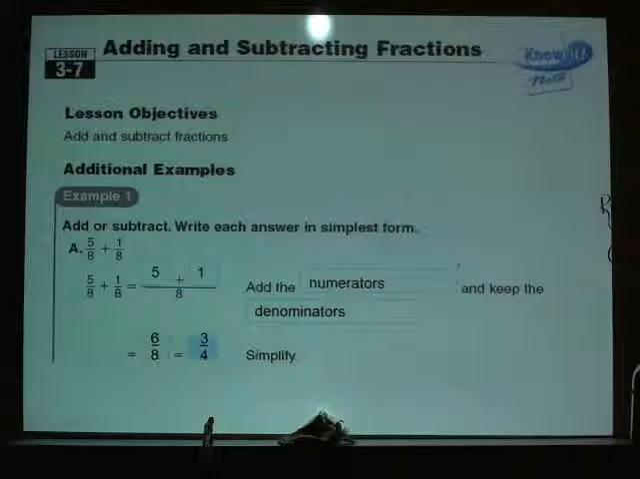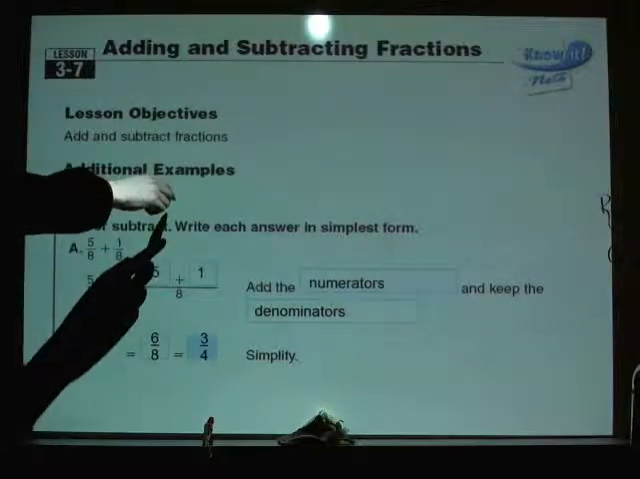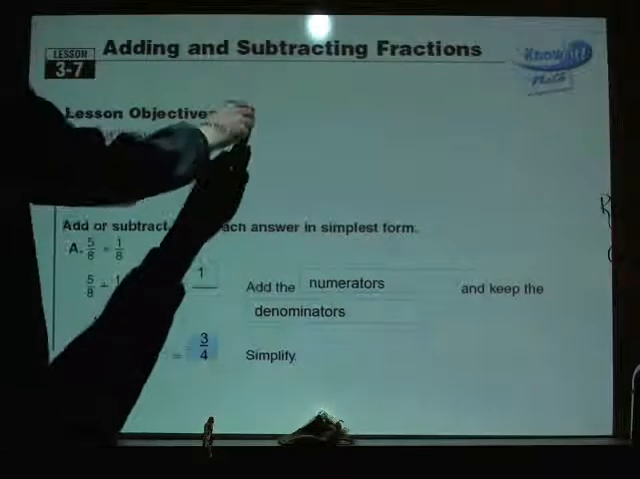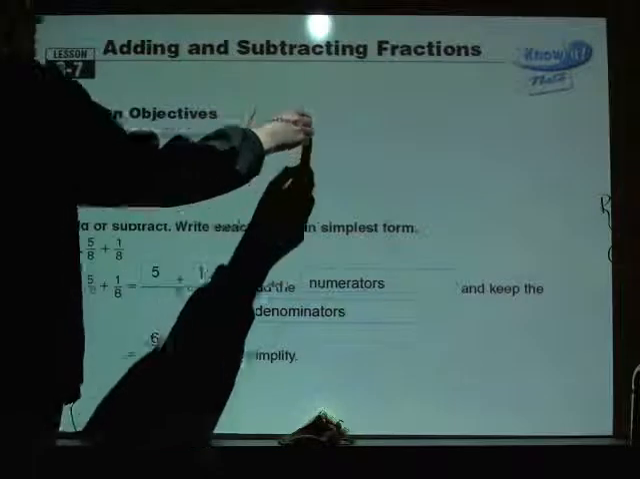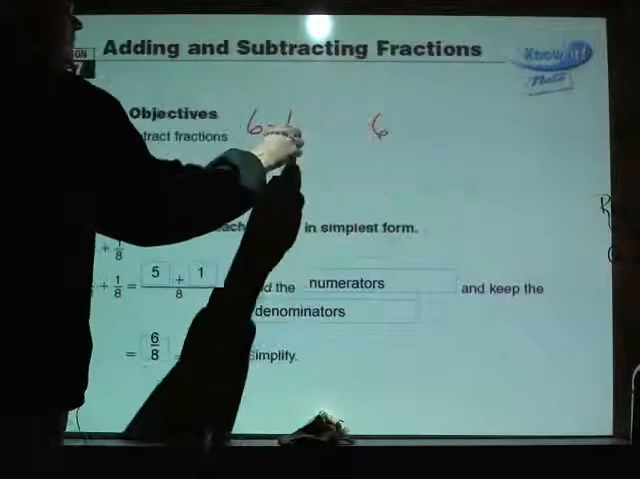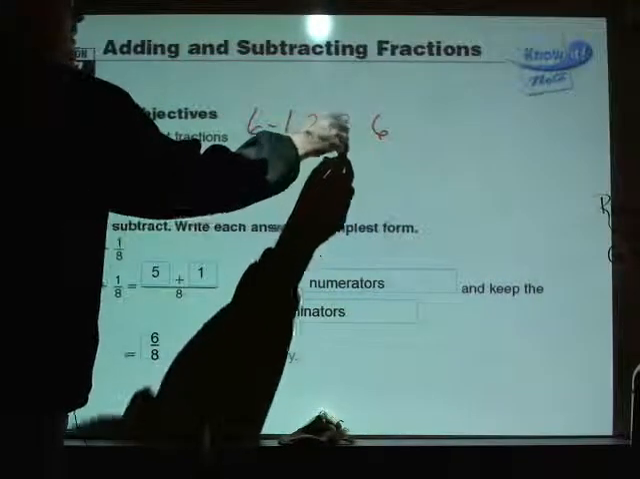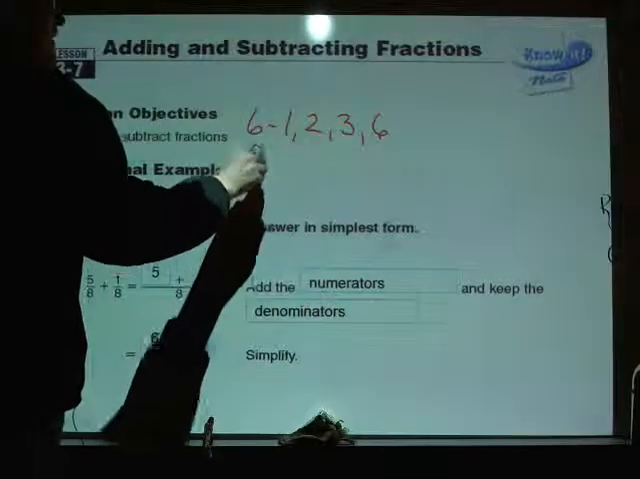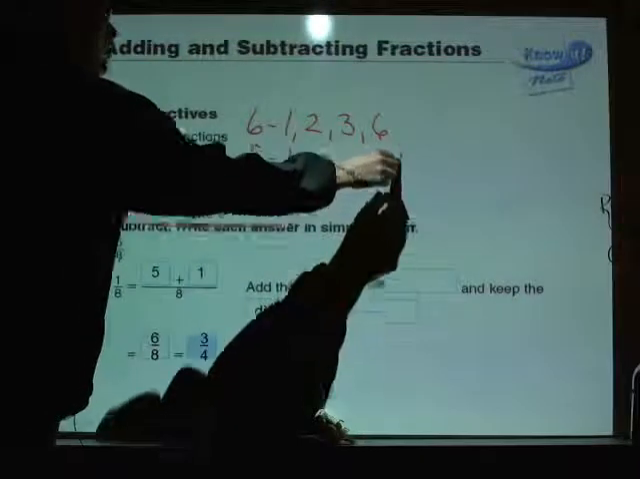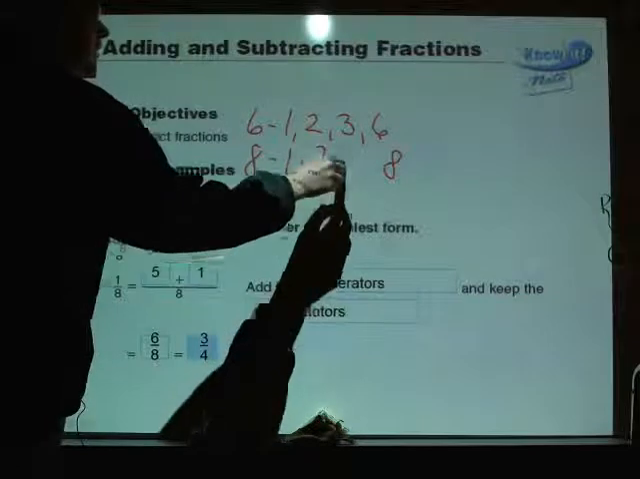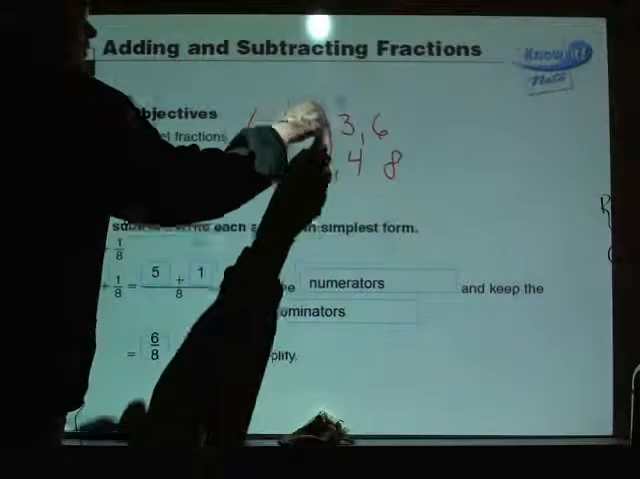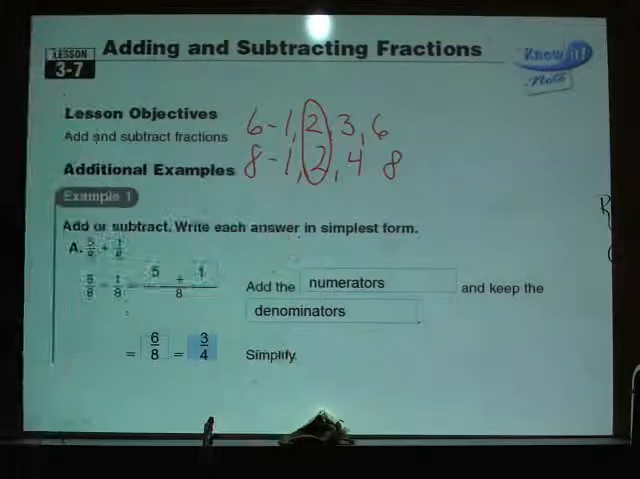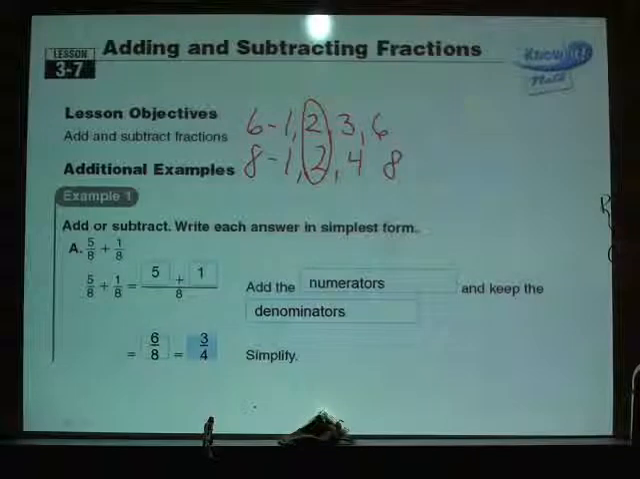You can check that any way you want, but let's go ahead and just look at it from the perspective of listing the factors here. We can do that, no problem. The factors of 6 are 1 and 6 and 2 and 3. The factors of 8 are 1 and 8 and 2 and 4. The biggest number that's in both lists is 2, so we chop 2 out of both the numerator and denominator.